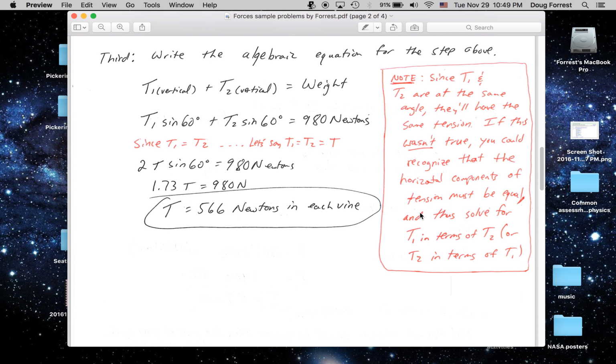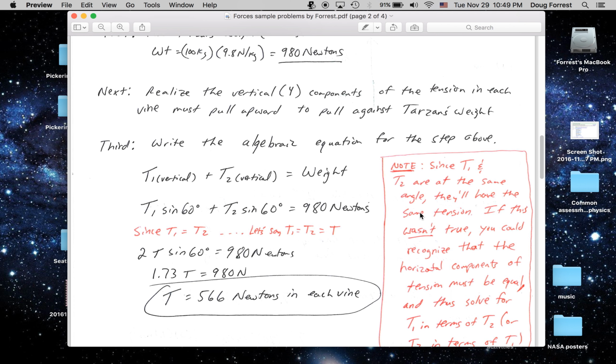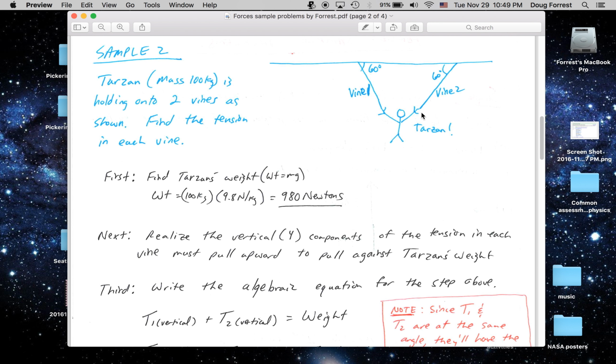Again, if these weren't equal angles, I could recognize that the horizontal component of vine 2 rightward would have to equal the magnitude of the horizontal component of vine 1, no matter what, because there's nothing else acting horizontally.